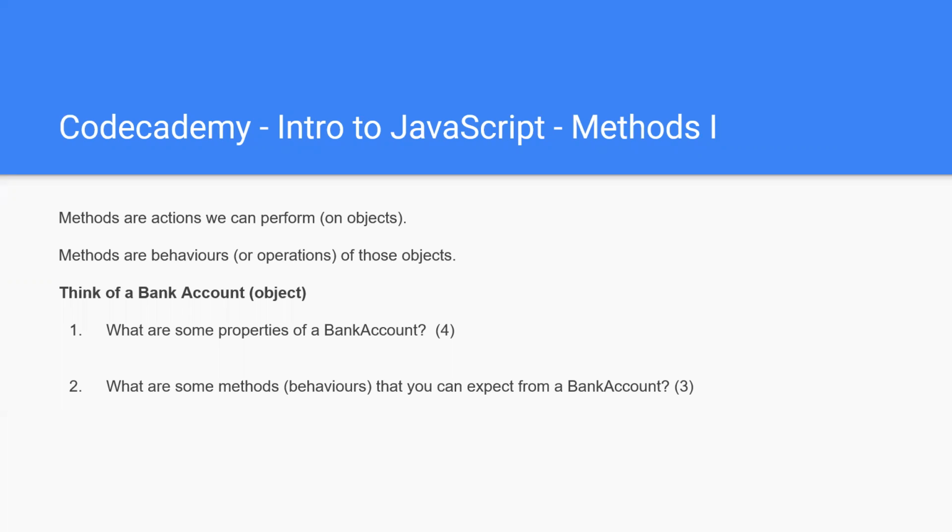Again, on a very abstract level, without going into any programming, think of an abstract real-world object and see if you can think of some properties and methods of that object. Let's try a bank account. What kind of properties do you think might exist on a bank account? And number two, what are some methods or behaviors, or operations that you can expect to invoke or use on your bank account? Think of some. Pause this video, and when we come back, we'll give you some examples.